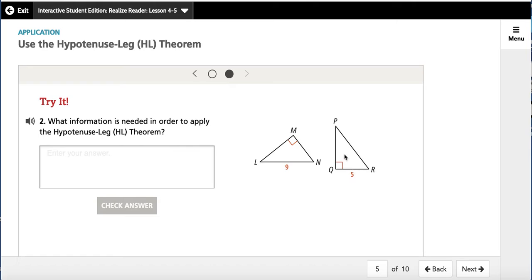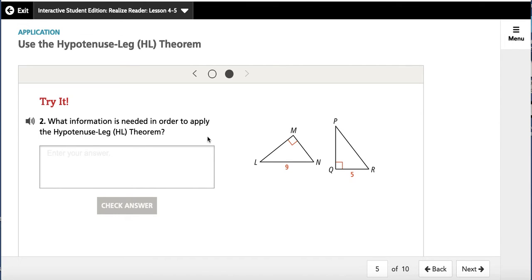So here we have two right triangles, but we don't know the hypotenuse and the leg. Okay? What information is needed in order to apply the hypotenuse leg theorem? What would we need to know? Well, click pause if you want to try it on your own. For hypotenuse leg, we need to know the hypotenuse and a leg. Here the hypotenuse is 9, but we don't know a leg. And here we know a leg is 5, but we don't know the hypotenuse.